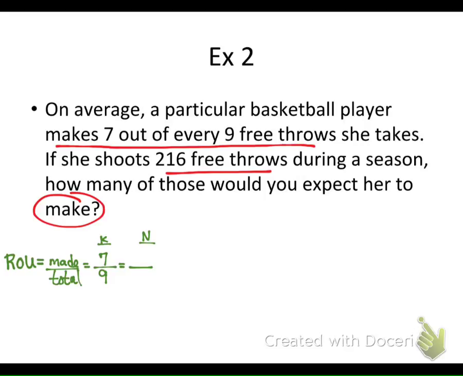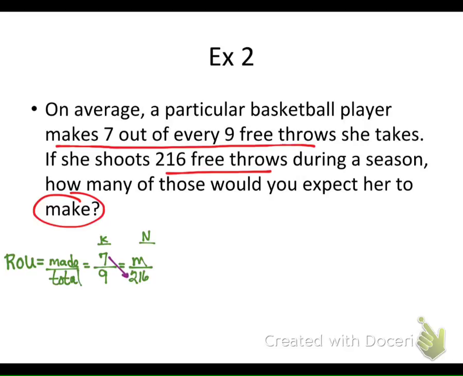How many she should make. So am I trying to find my top or my bottom number? How many would you expect her to make? Top. So this here, if she shoots a total of 216, that's going to go on the bottom. So now we're ready to solve.